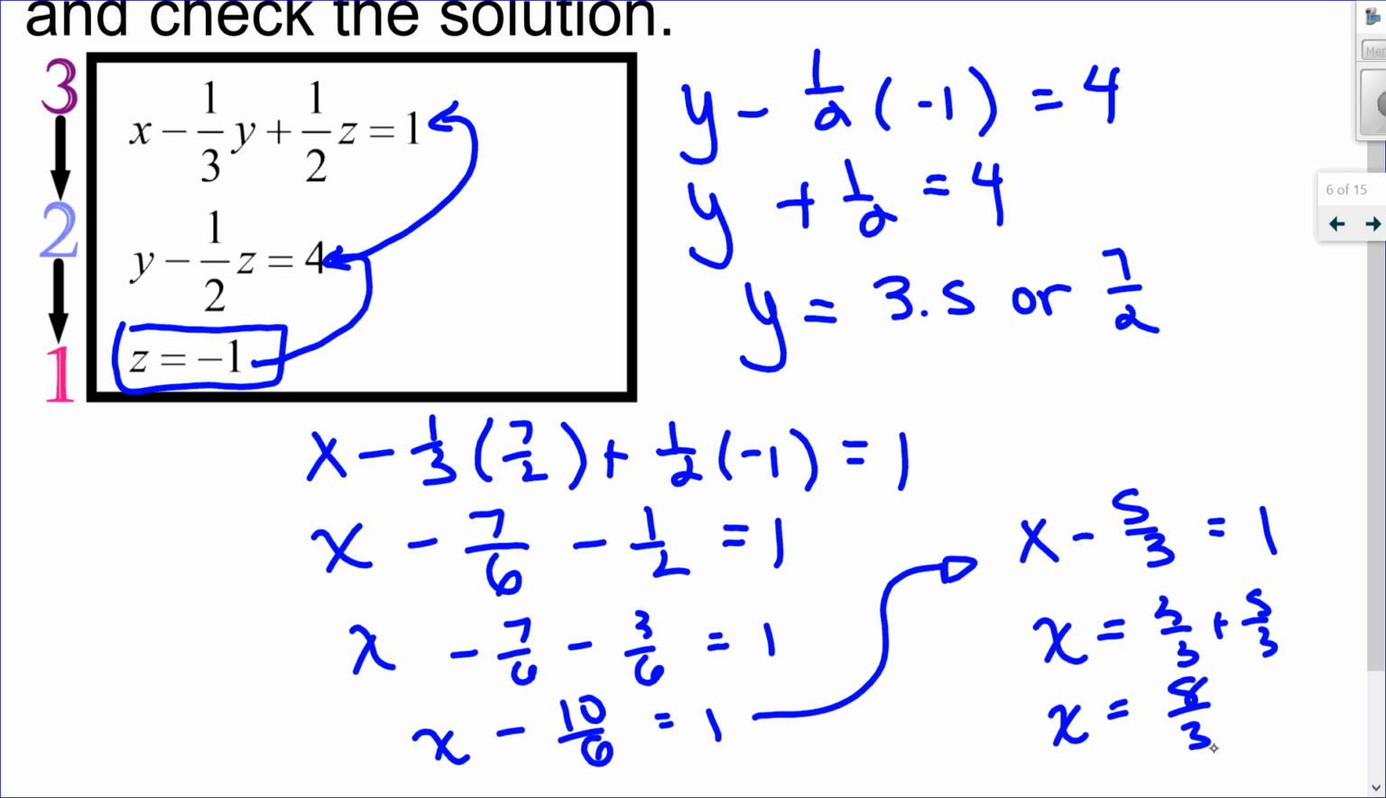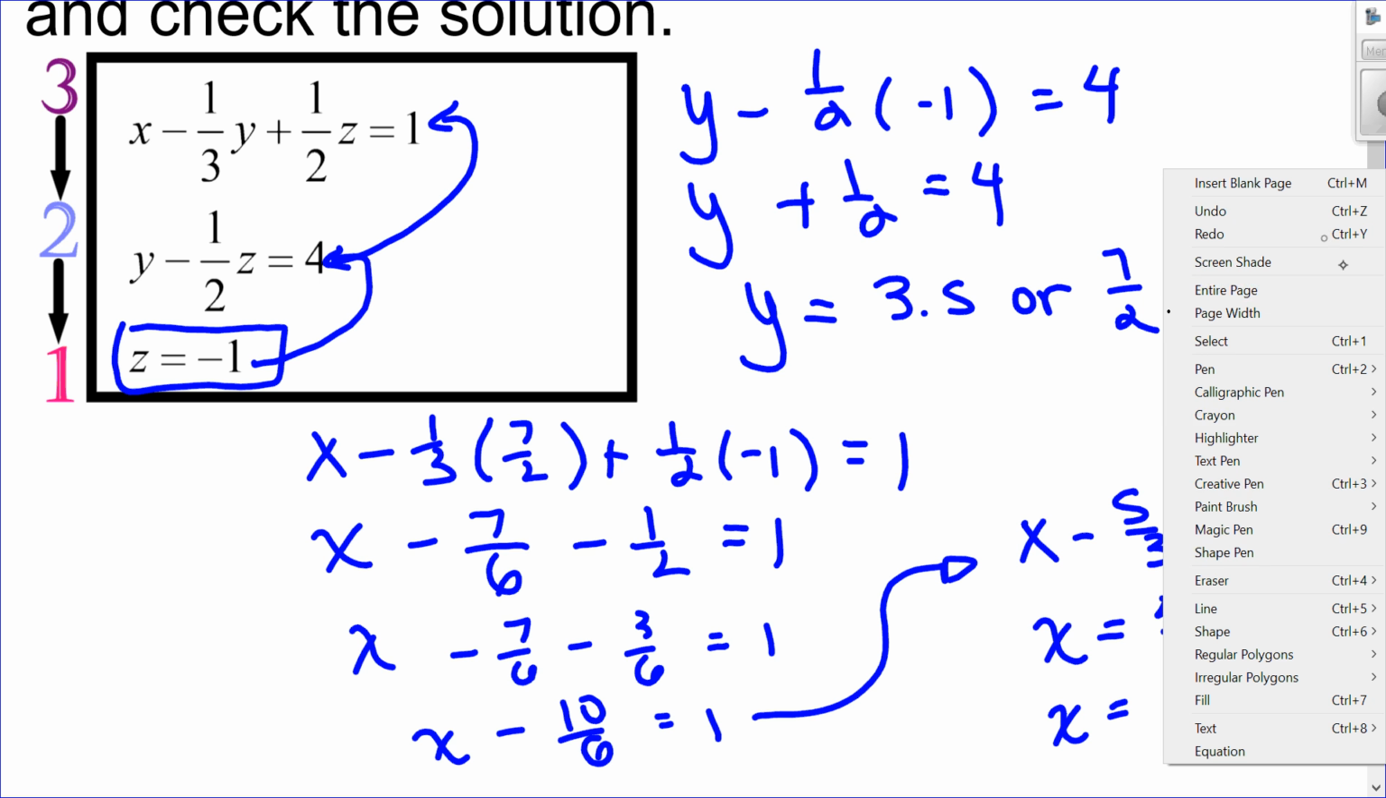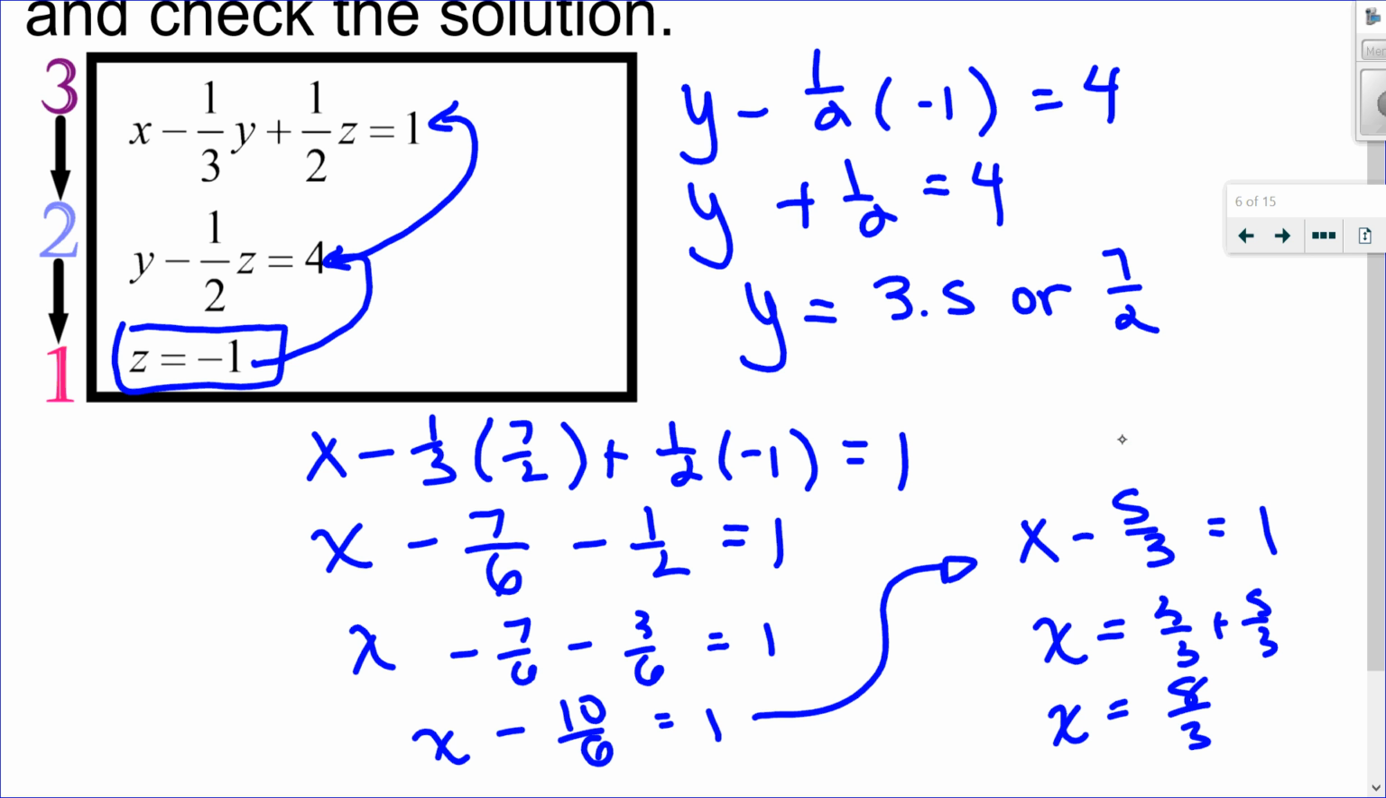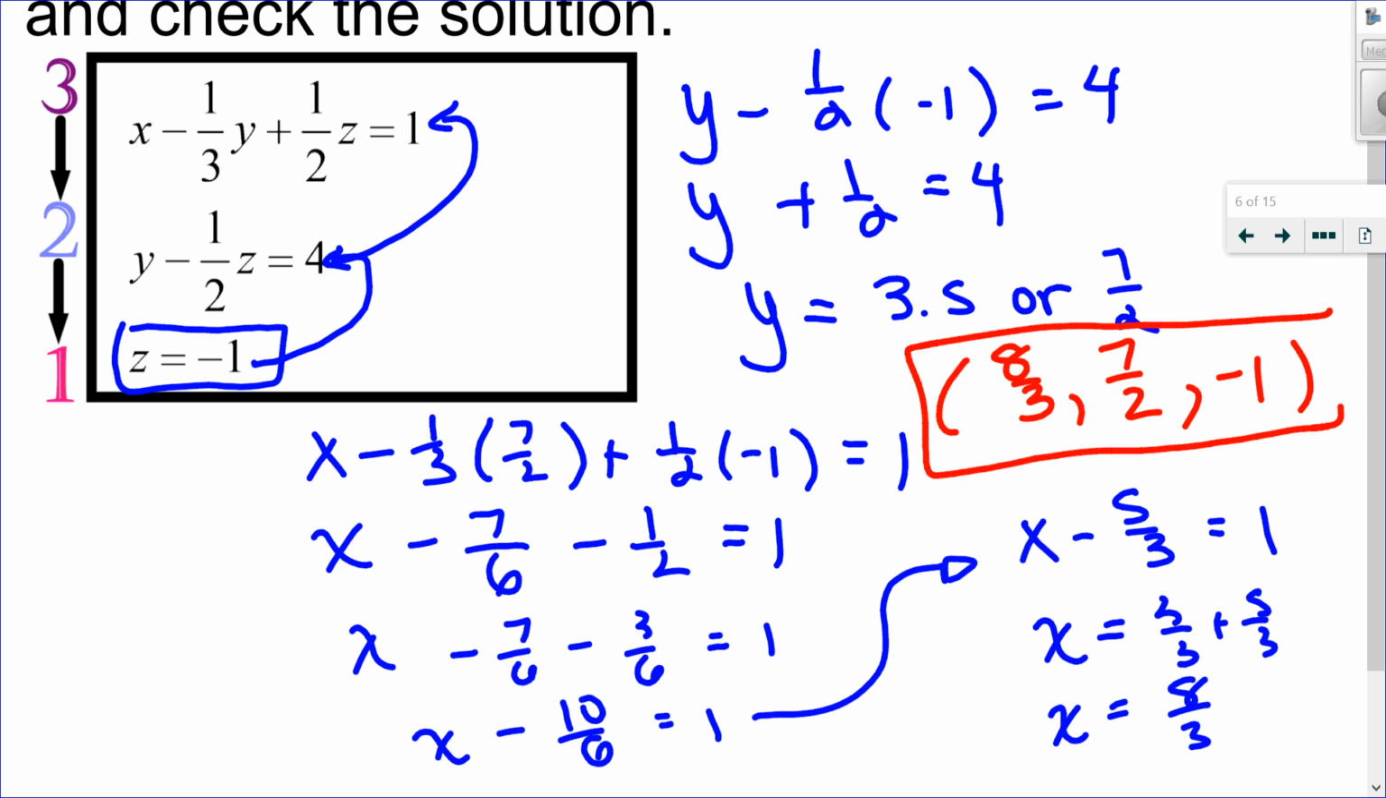Now I need to state my solution. Really important. Don't forget to state it. That is not a stated solution. So the solution is a point of intersection in alphabetical order. It is x and y and z. So this is my solution.